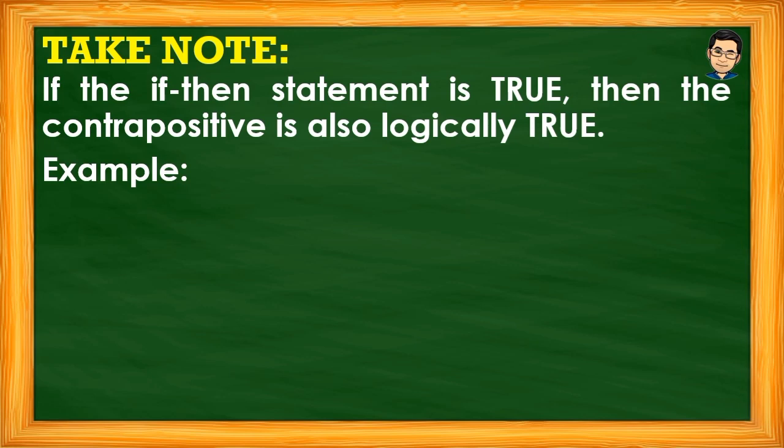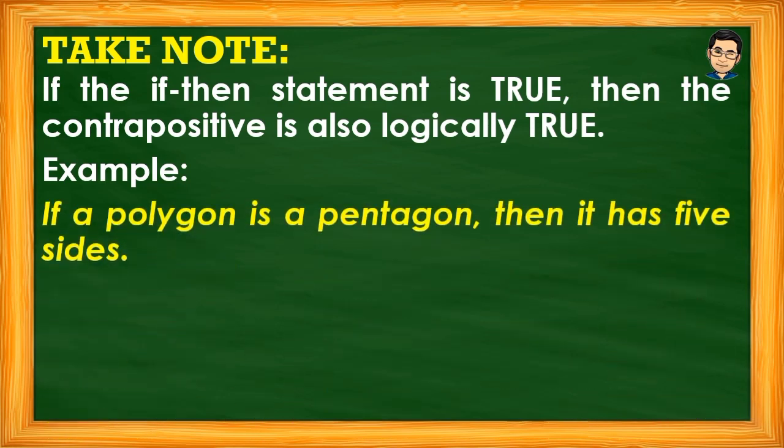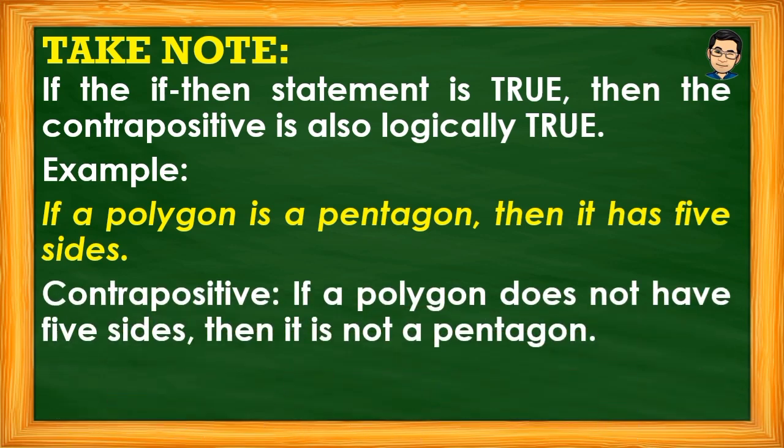So, like for example, if a polygon is a pentagon, then it has 5 sides. So, yun po yung ating if-then statement. So, tanging ang pentagon lamang po ang polygon na merong 5 sides. So, kapag 5 sides na po yung ating given figure, yung ating polygon, that is pentagon. So, this is true. And then, kapag kinuha natin yung contrapositive niya, if a polygon does not have 5 sides, then it is not a pentagon.